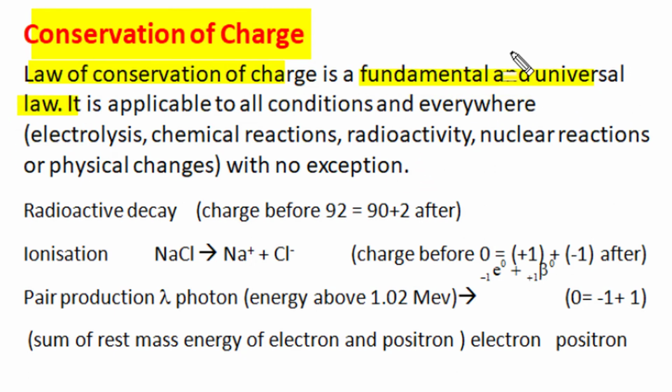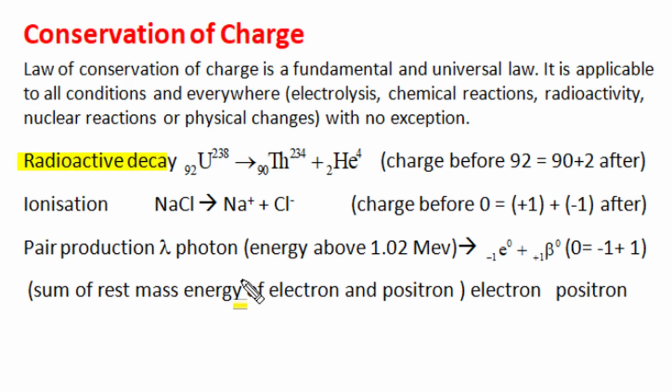The law of conservation of charge is applicable to all conditions and everywhere, whether it is electrolysis, chemical reactions, radioactivity, nuclear reaction, or any physical change, without any exception in our universe. Say, for example, in a radioactive decay, the radioisotope uranium-238 decays and fragments, emitting an alpha particle, a nucleus of helium, along with thorium-234. Now if you study nuclear charges, before decay uranium-238 has 92 protonic charge, and after decay the two composite nuclei have 90 plus 2 units of positive charge. So charge before decay and after decay remains the same.